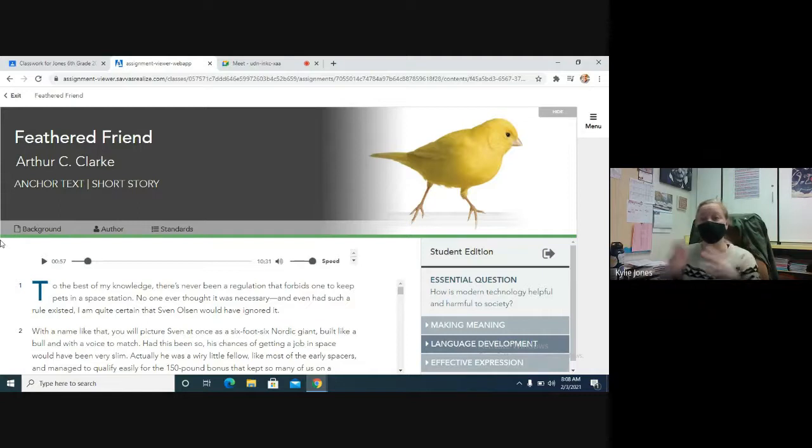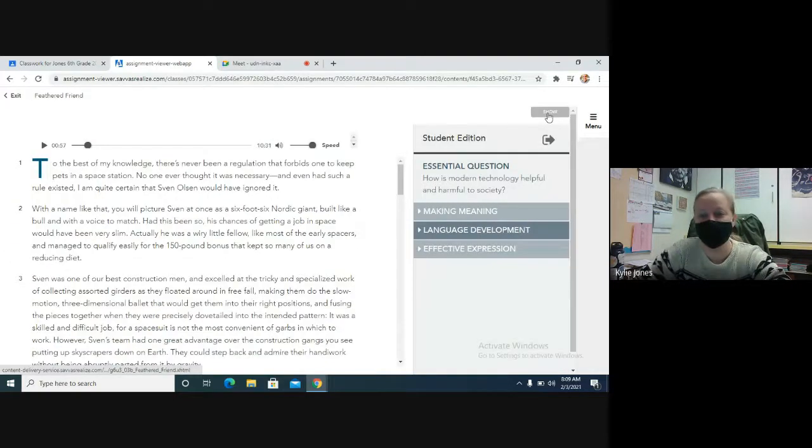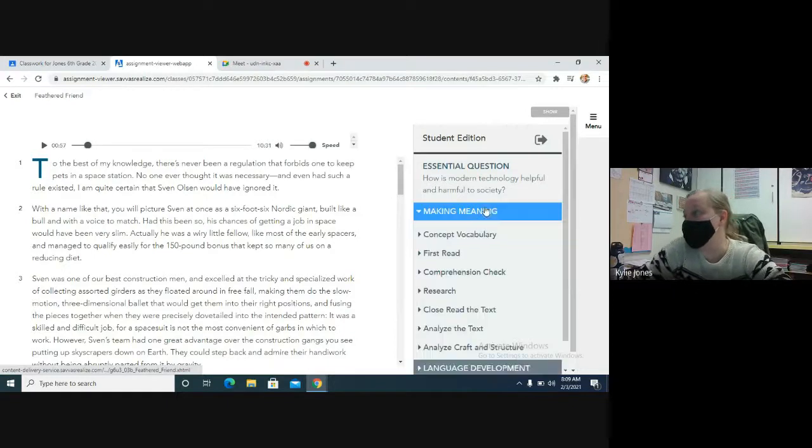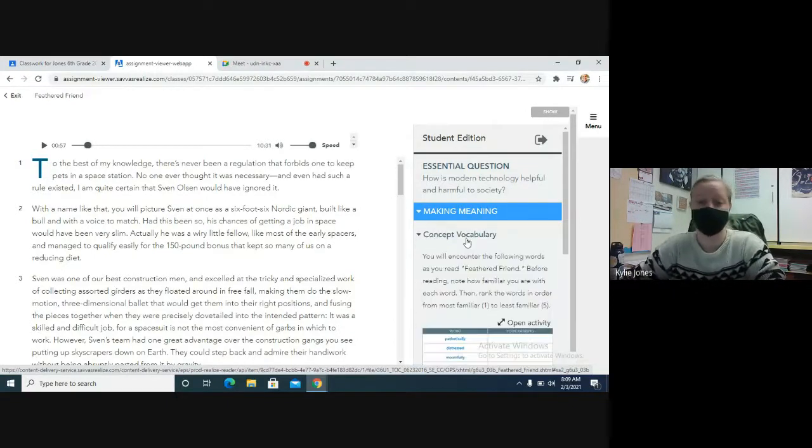Yeah, they had really big cameras. Yoshi, head up, please. So, yeah, they did not have very advanced technology yet, but they're kind of working towards it. So that's kind of the time period that this takes place in. So I'm going to just hide this top part. Let's look over at the making meaning and look at some of the vocabulary before we read it, okay?